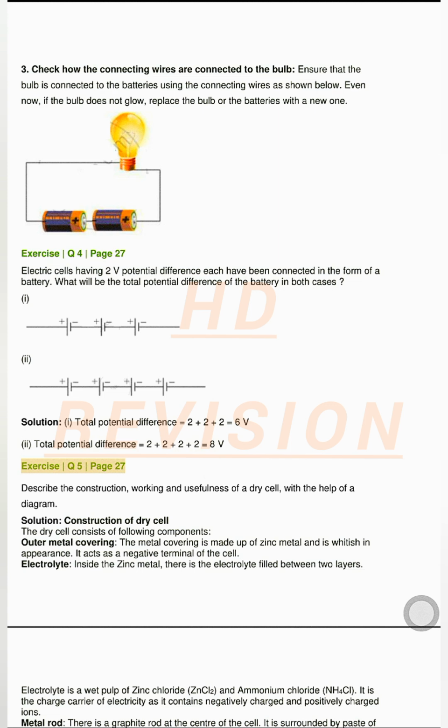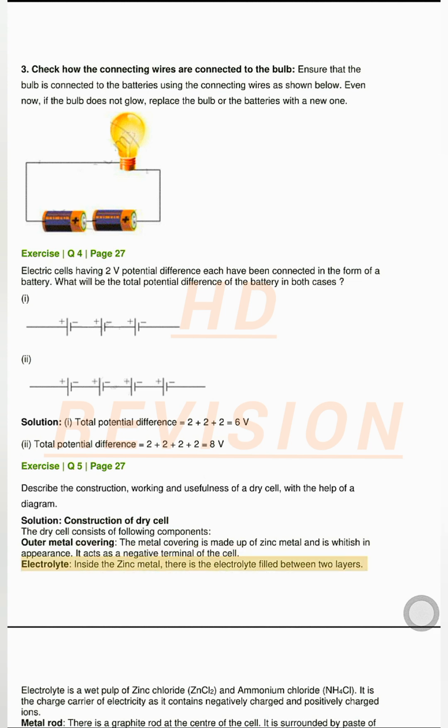Exercise Q5, page 27. Describe the construction, working and usefulness of a dry cell, with the help of a diagram. Solution. Construction of dry cell. The dry cell consists of the following components. Outer metal covering. The metal covering is made up of zinc metal and is whitish in appearance. It acts as the negative terminal of the cell.